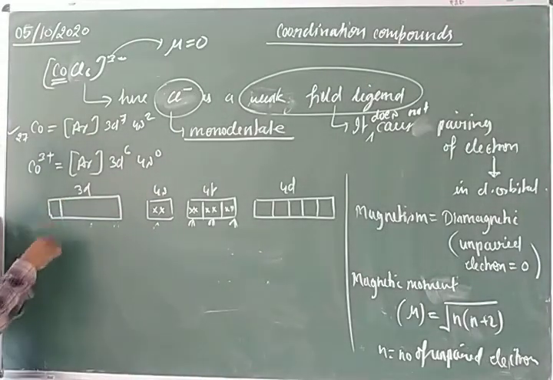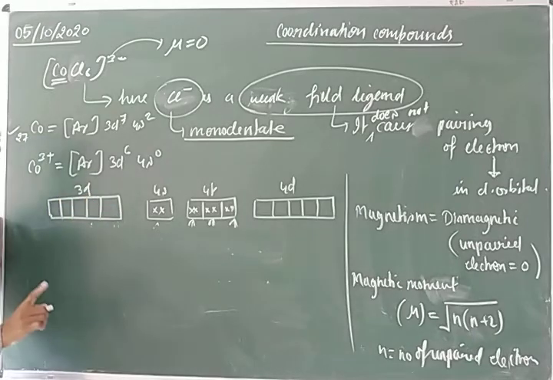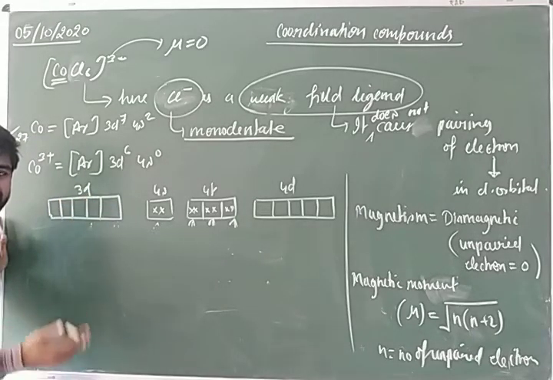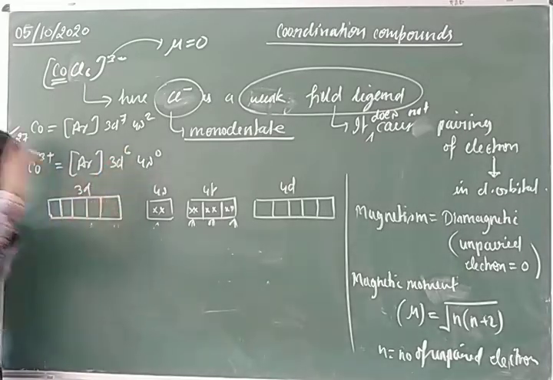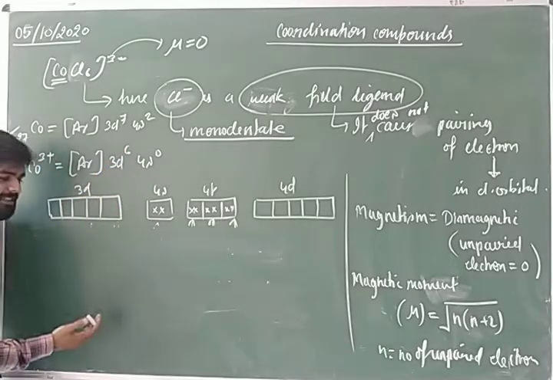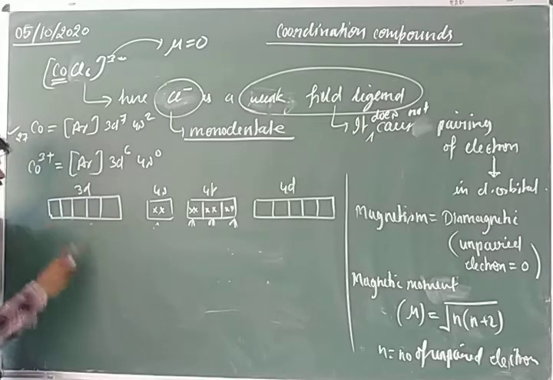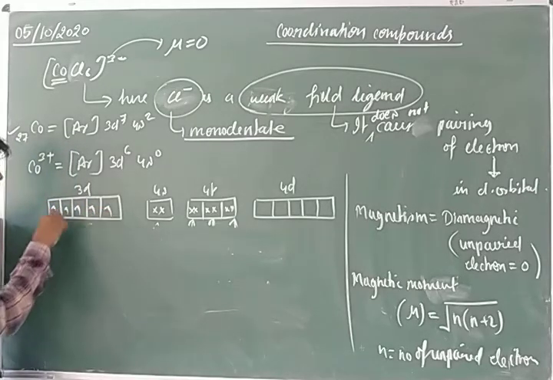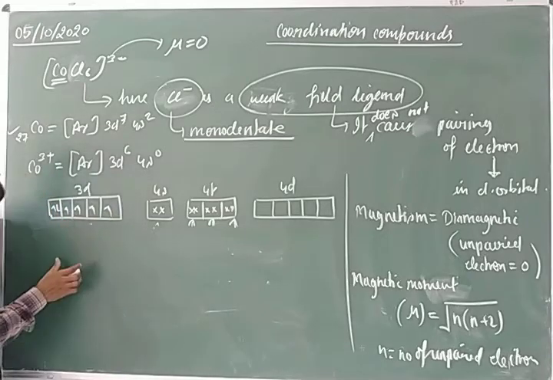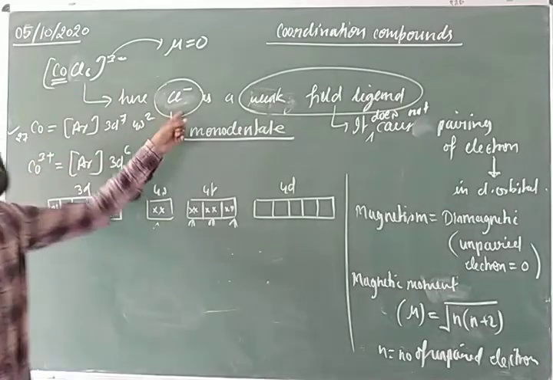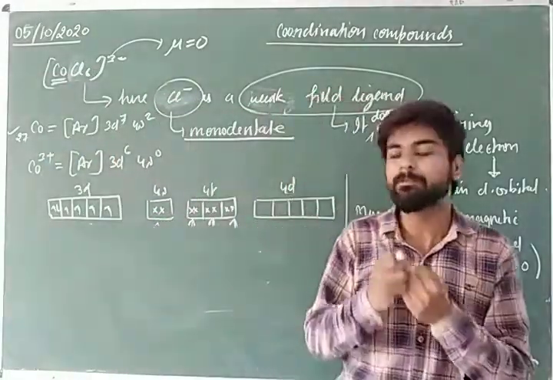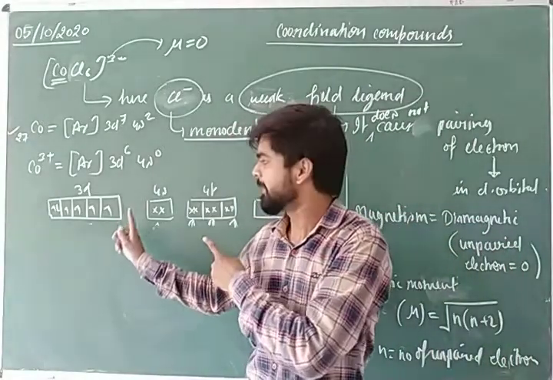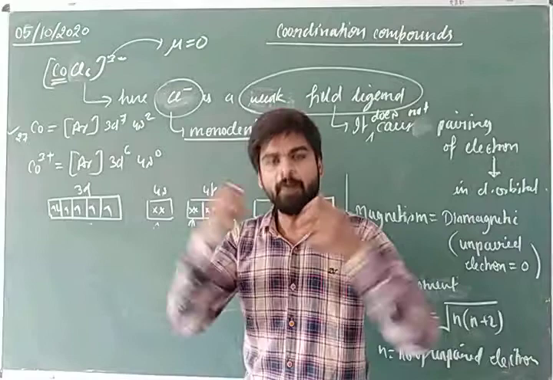As you know, the d orbital contains 5 orbitals: dxy, dyz, dzx, dx square minus y square, and dz square. These are the names of the d orbitals. Here you can see the 6 electrons are filled by simple Hund's rule, like 1, 2, 3, 4, 5, 6. And there is no pairing of electrons because here the weak field ligand is coordinated with the central metal ion, and when a weak field ligand is coordinated, no pairing of electrons takes place in the d orbitals.